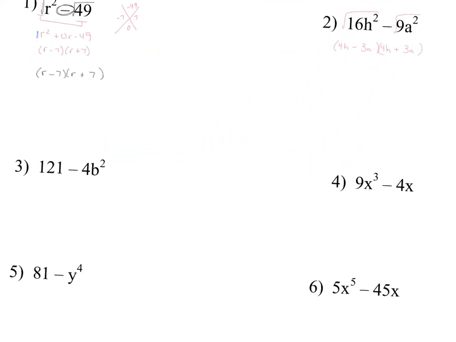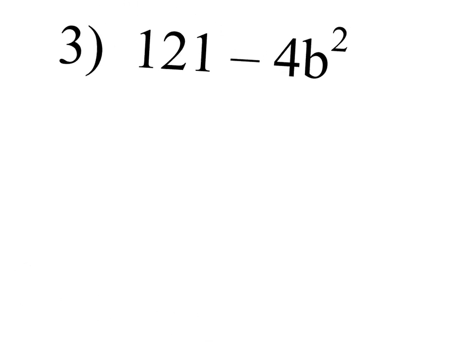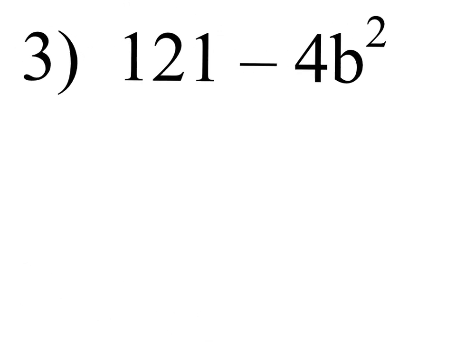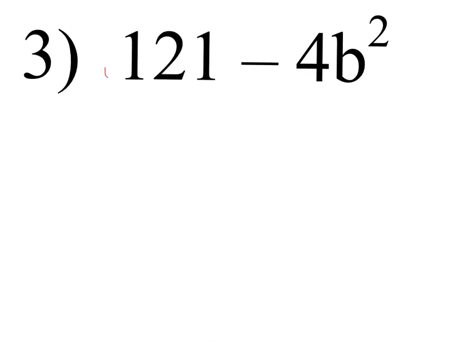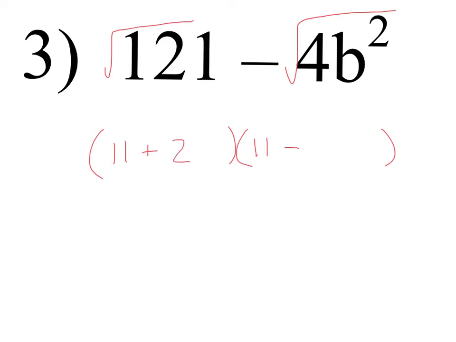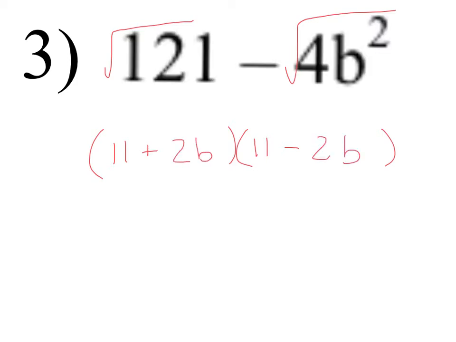Okay, all right, example 3. Okay, same thing again. Doesn't matter if the variable's out back. We're going to square root and square root. So the square root of 121 is 11. I have a plus, I have a minus, and the square root of 4b squared would be 2b and 2b. And that would be your answer.